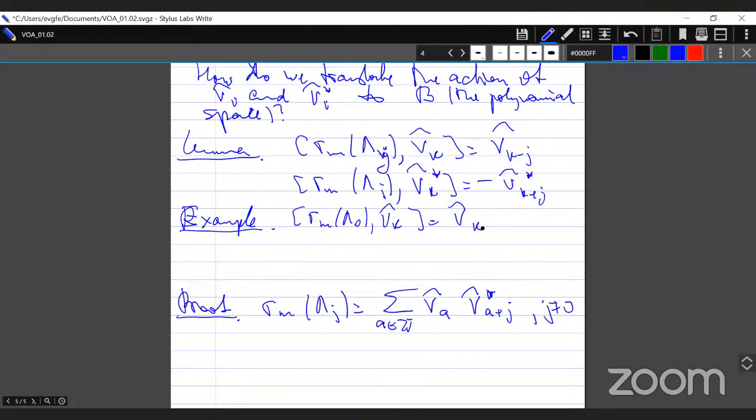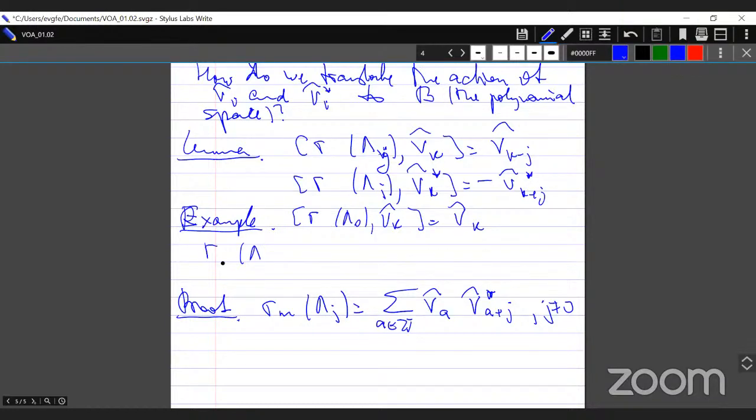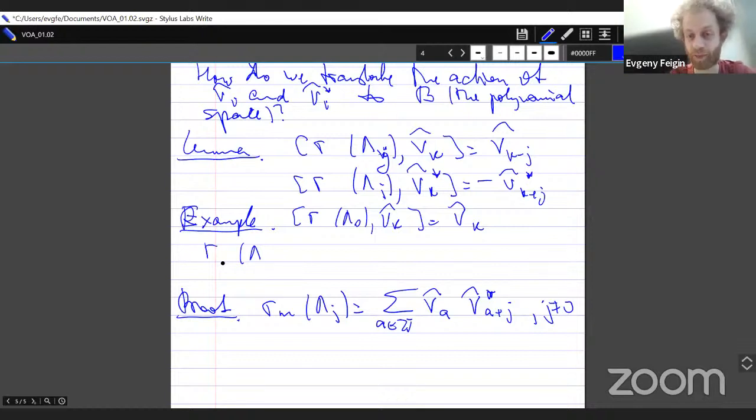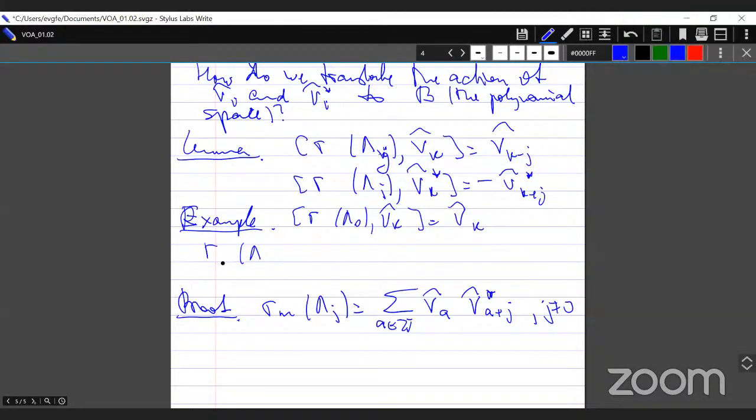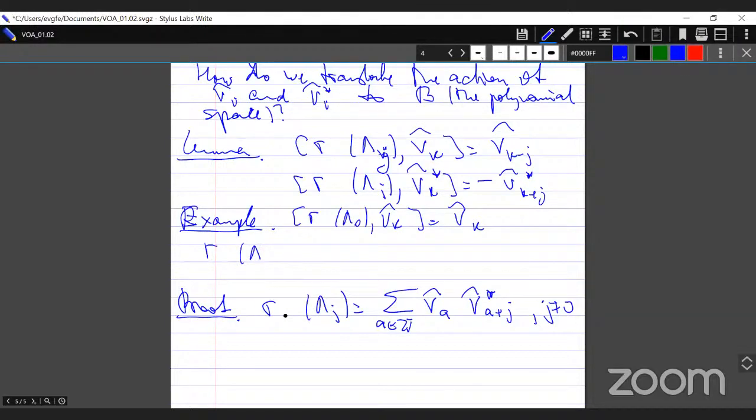Yes, it's true, because before acting, R of lambda 0 acts... Actually, R_m is perhaps not a very correct notation, because m changes, one time R_m, another time R_m. Yes, this is a good point. So I should erase m everywhere. Because indeed, this is an action on F, but not separately on F_m.